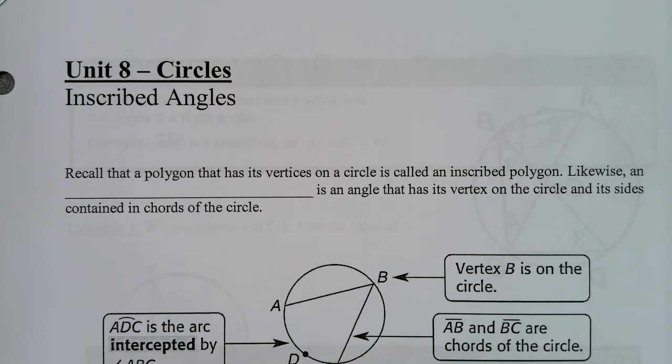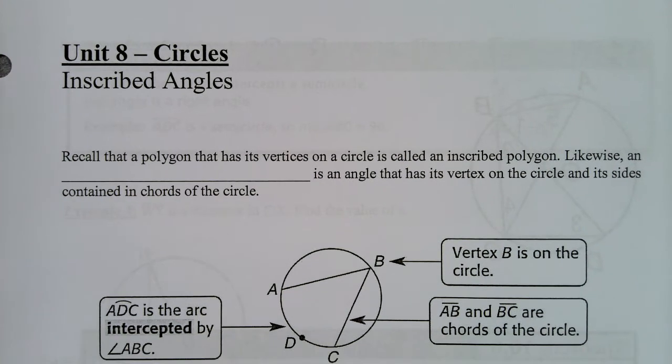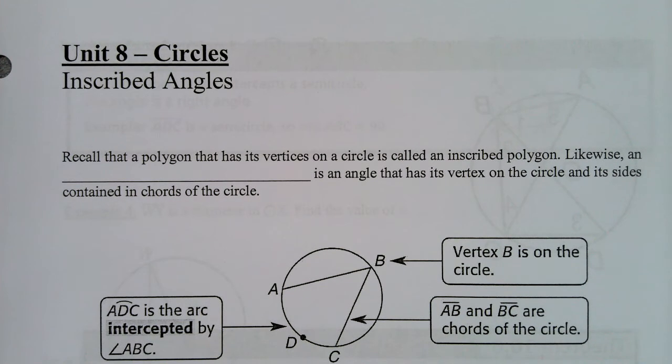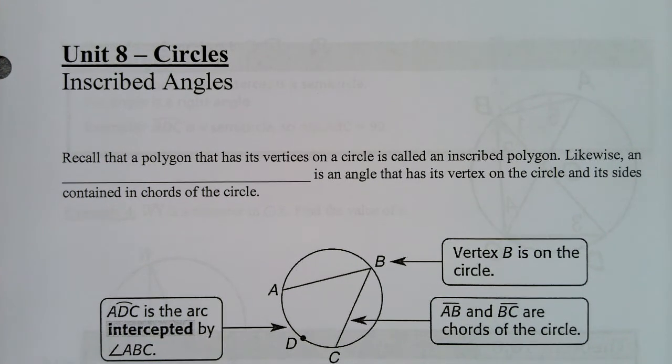All right, the next lesson in geometry is called Inscribed Angles. Recall that a polygon that has its vertices on a circle is called an inscribed polygon. We did that in an earlier lesson in this unit.